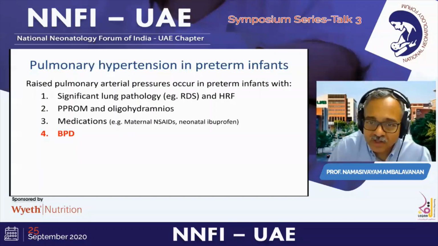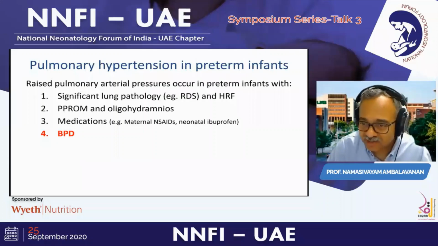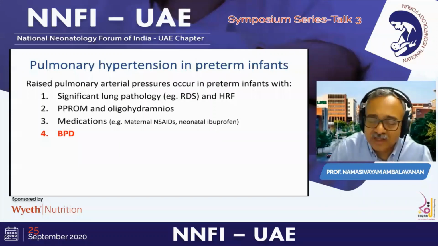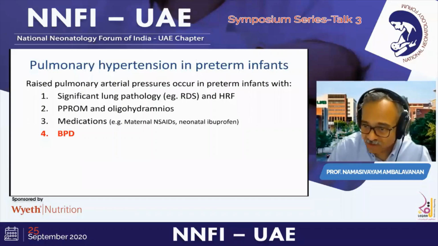You can also have an increase in pulmonary arterial pressure in infants who are born after prolonged premature rupture of membranes and oligohydramnios. Some of these infants actually end up having something called dry lung syndrome, where they may have elevated pulmonary pressures for the first day or two. If they have severe oligohydramnios, the duration of pulmonary hypertension may be even more prolonged.